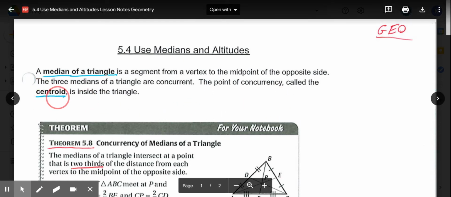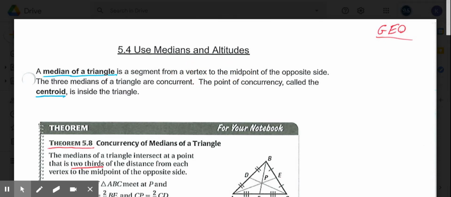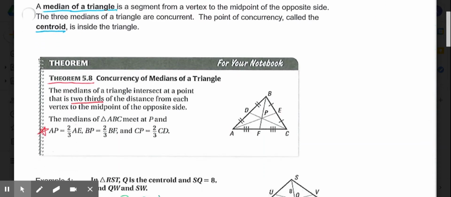So we've already looked at incenter and circumcenter. Now we have a centroid. The centroid is the point where the three medians meet. And a median goes vertex to midpoint of the opposite side. So for example here, B being a vertex to F, the midpoint of the opposite side. So BF would be a median. Same with CD and same with AE.